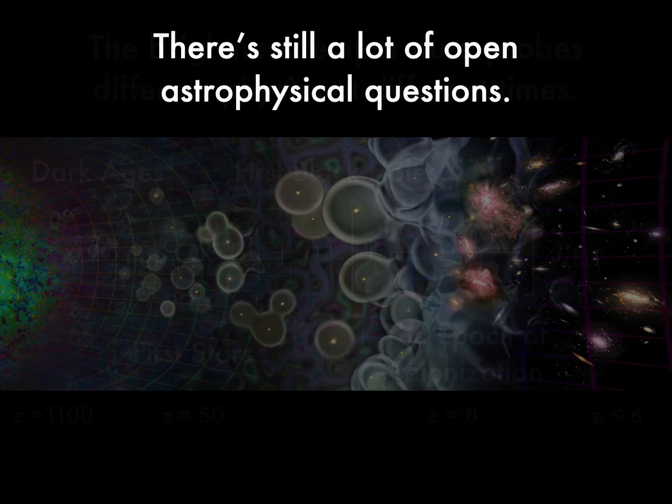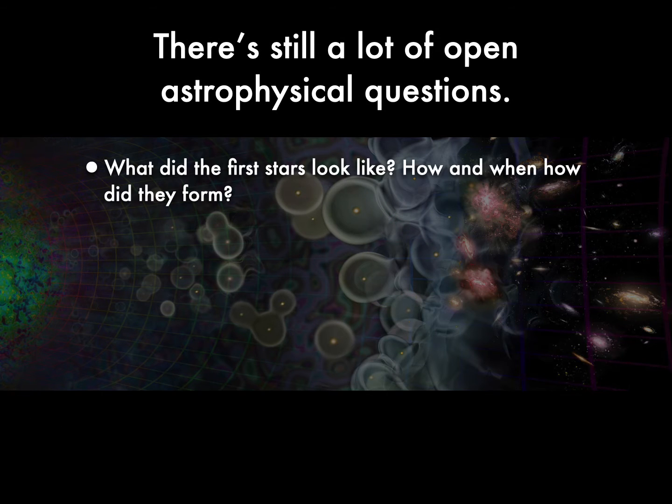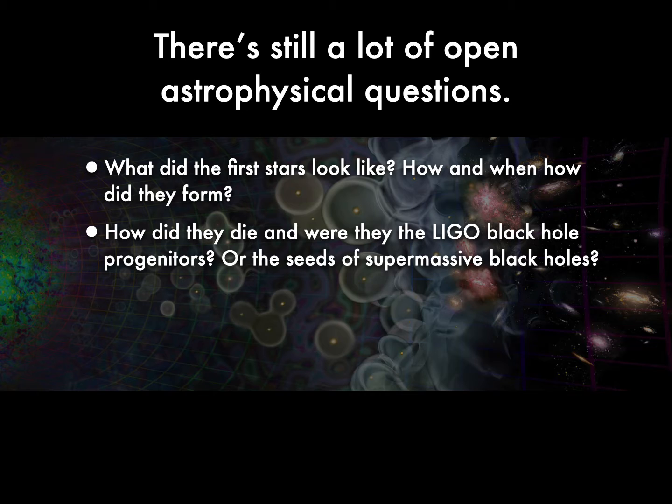And there's a lot of interesting open astrophysical questions about all this. So we don't know that much about what the first stars look like, how and when did they form, how massive were they, things like that. And we also don't know that much about the process by which they die. Do they become the progenitors of LIGO black holes, or are they the seeds of the supermassive black holes, which seem to grow quite quickly early on in ways that we don't fully understand?